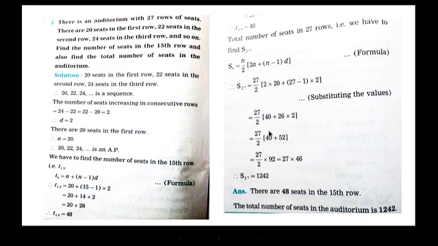Okay, so that is 27 upon 2 in the bracket 2 into 20 will give us 40, plus 27 minus 1 is 26 into 2. So 26 into 2 is 52. So on solving we have 27 upon 2 into 92, which is equal to 1242. So there are total 1242 seats in the auditorium. Okay, so there are 48 seats in the 15th row and there are 1242 seats in the auditorium.